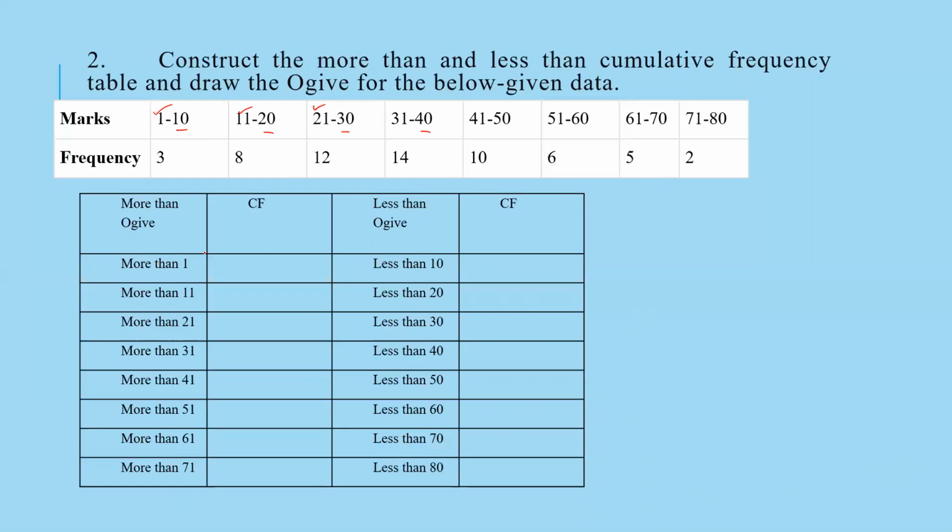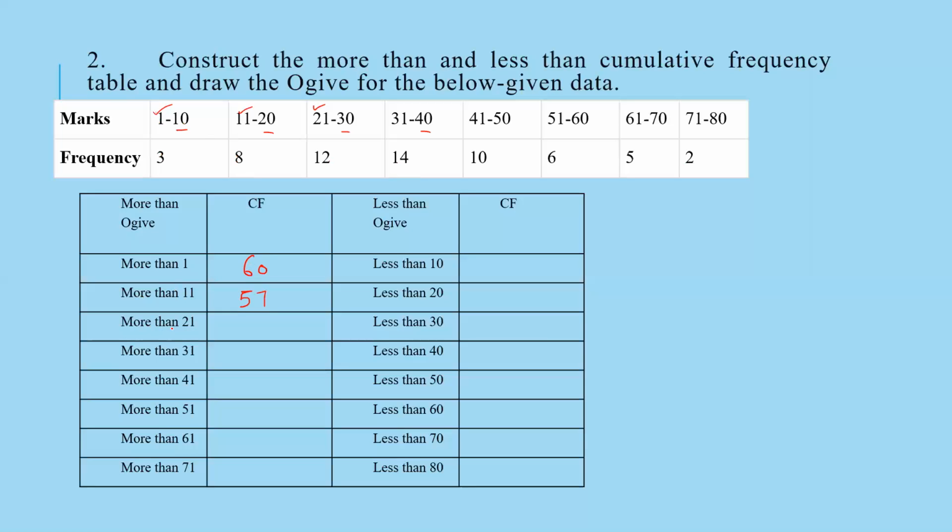So now let's quickly calculate the values for more than and less than ogive. So how many students have scored more than 1 mark? I'm sure it's very clear. So all these students have scored more than 1 mark. So we need to total all the frequency, 3 plus 8 plus 12 till 2. We will come to 60. Now, how many have got more than 11? So more than 11 in the sense it is only these students other than those who have got between 1 to 10. So all you need to do is 60 minus 3, which is 57.